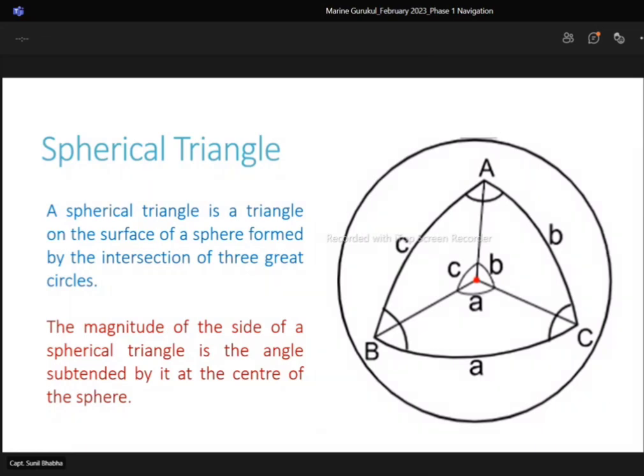So, beta, any doubts which are coming in your mind, you can ask me now. Sir, basically, that means even the sides are also angles only, but the sides are the angles which are subtended by it at the center of the sphere, and the actual angles of the triangle are the angles between the sides on the surface of the sphere. That's right, beta. That's right.